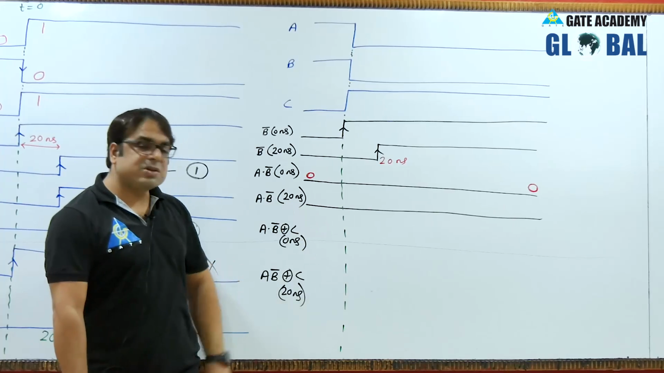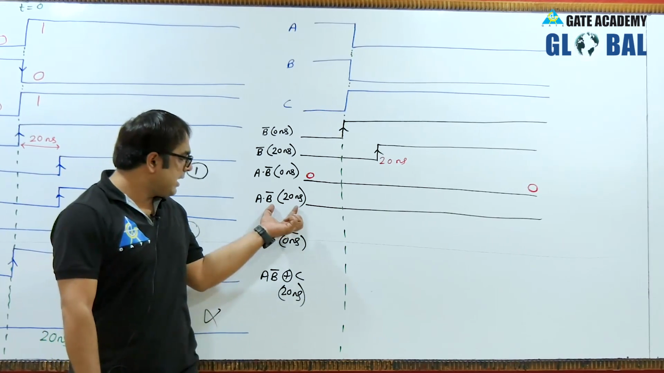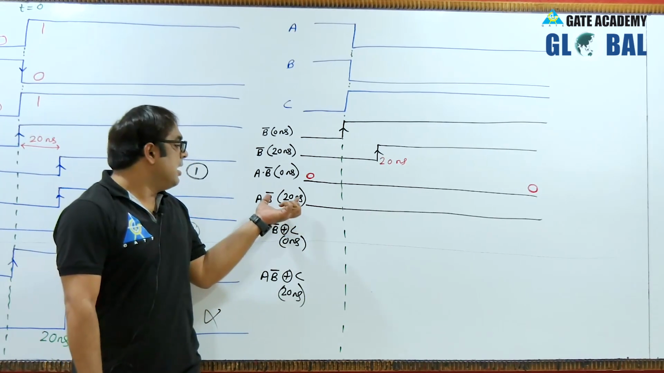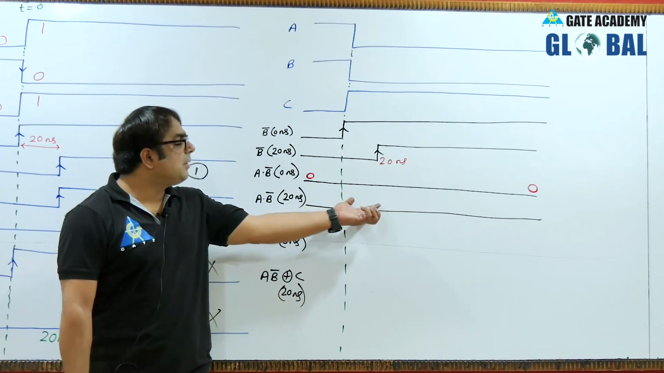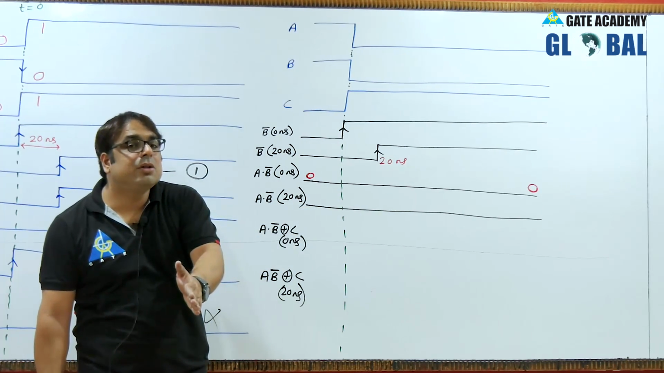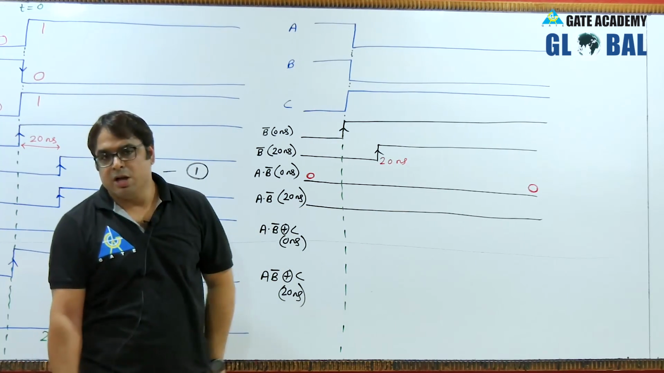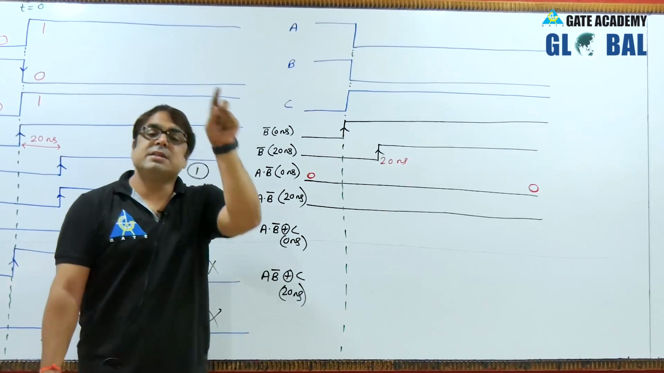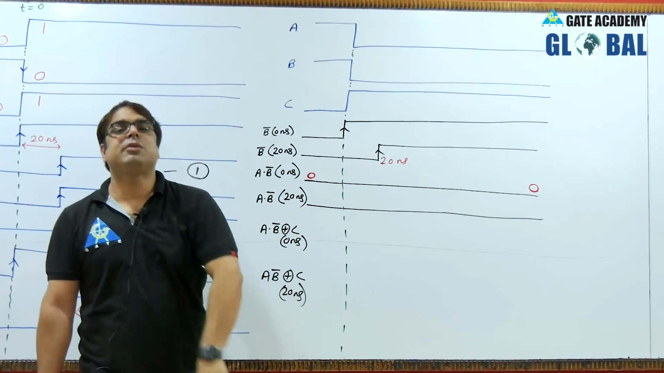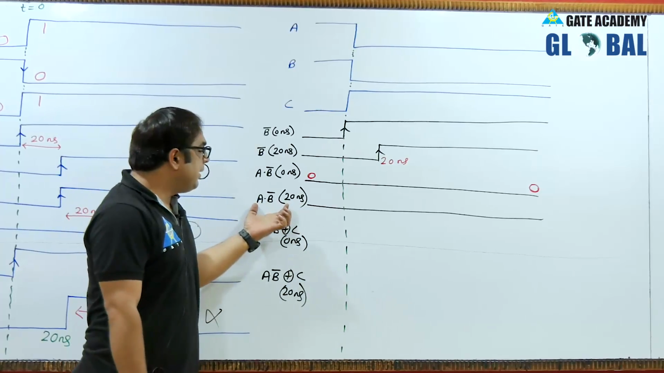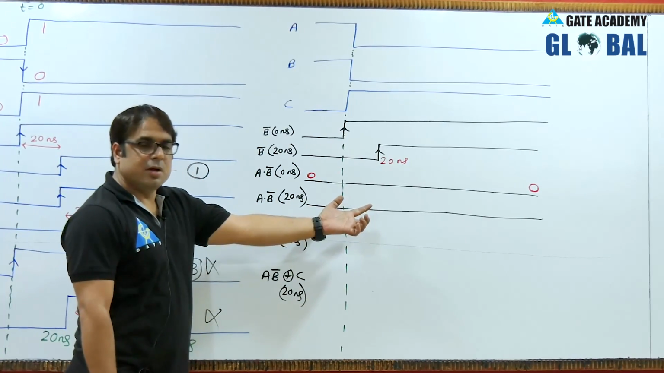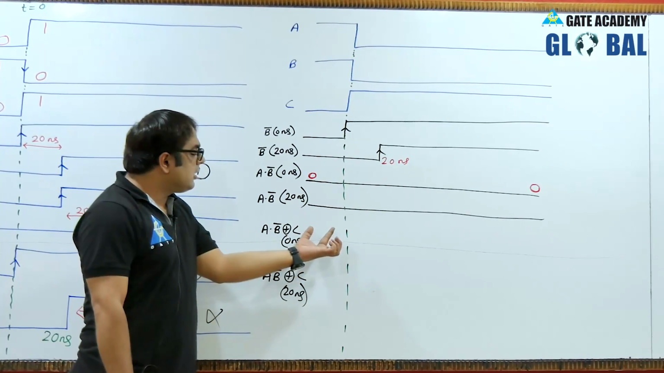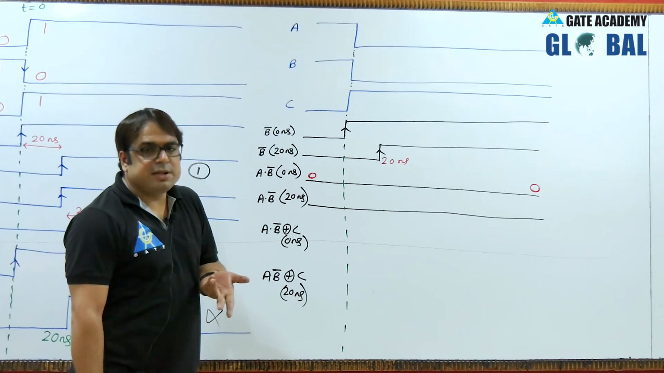This is an XOR logic, and 0 XOR with any logic will give you the same logic. You should know 1 XOR A is A complement, but 0 XOR A will give you A only. It means A dot B complement is logic 0. So in output we are going to get logic C only.